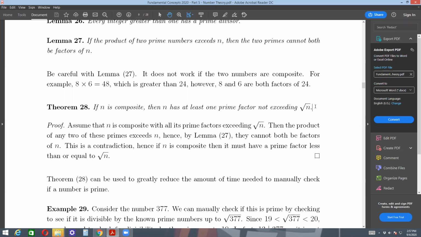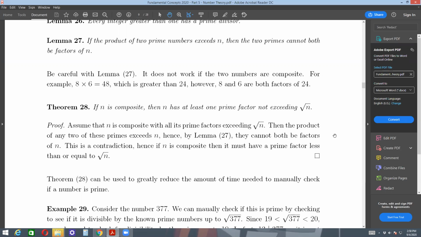Come on, somebody figure it out. What's 18 squared? 18 squared is bigger than 311. 17 squared is what? 289? Or something like that. Anyway, 17 squared, 17 is the largest one.